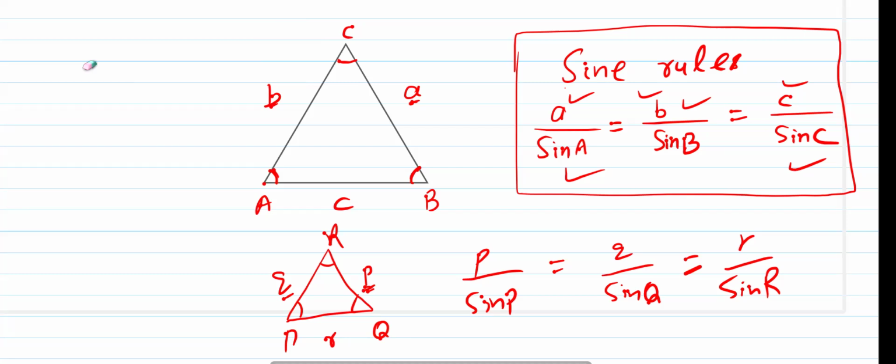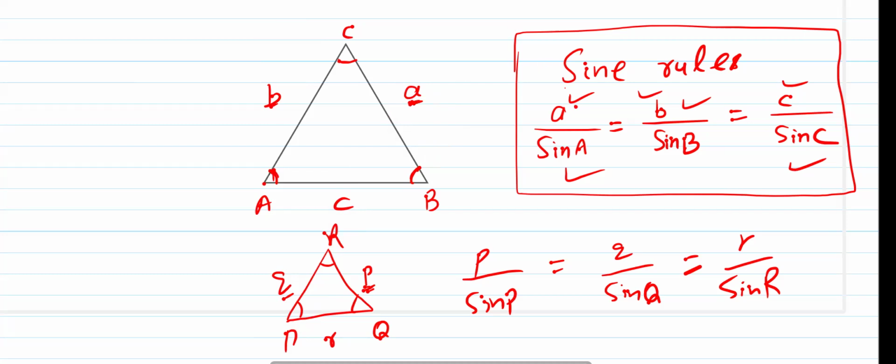Okay. For example, if you have sides a and b, when I say side a, it means the lowercase letter a. Can we put these three ratios in any order, like sin P? Yes, no problem. The order in which you put them, which first, which second, doesn't matter. But if you're using a, you must divide by sin A. b must be divided by sin B.